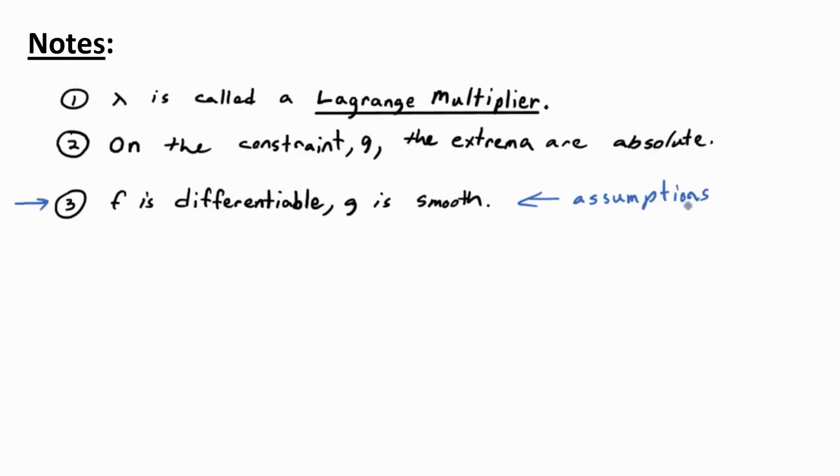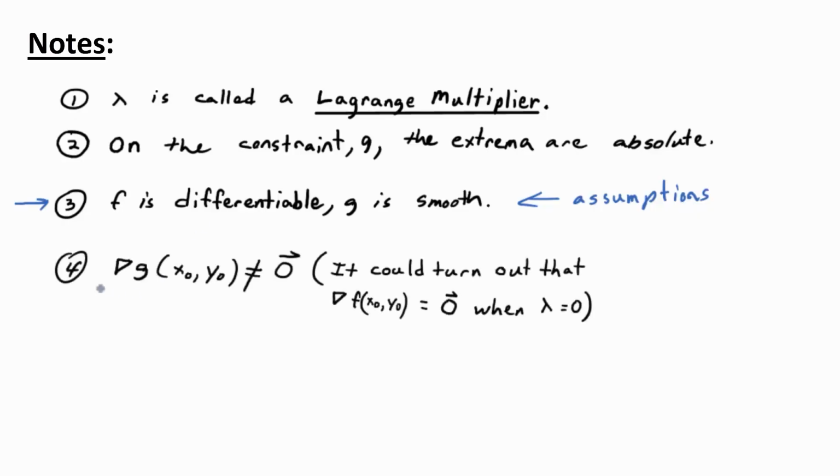The other thing that could ruin the method that I'm about to present, del g can't equal the 0 vector. It could turn out that del f evaluated at x naught, y naught equals 0 when lambda equals 0, however. It's okay for lambda, the Lagrange multiplier, to equal 0, but the method I'm about to present is going to fail if del g at that point of interest is equal to the 0 vector.